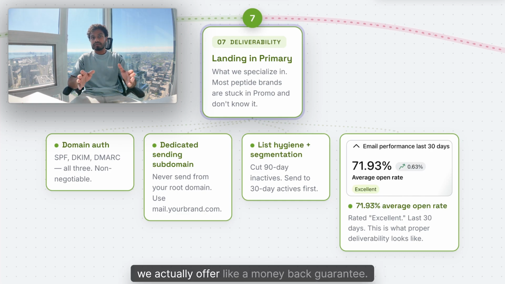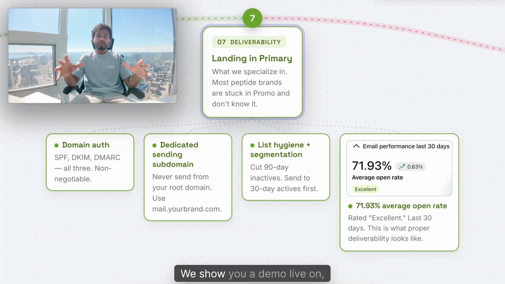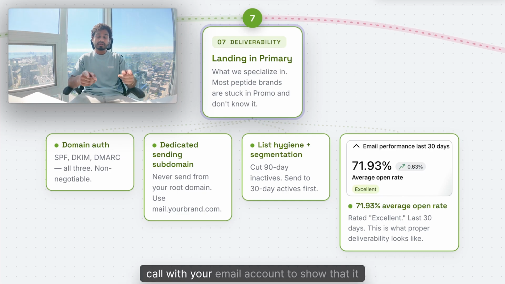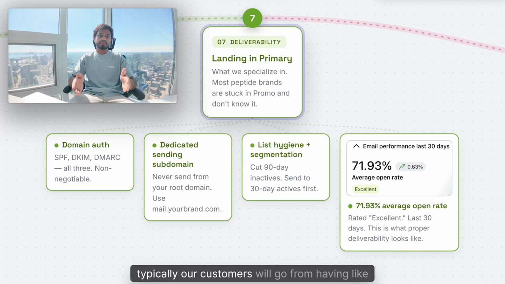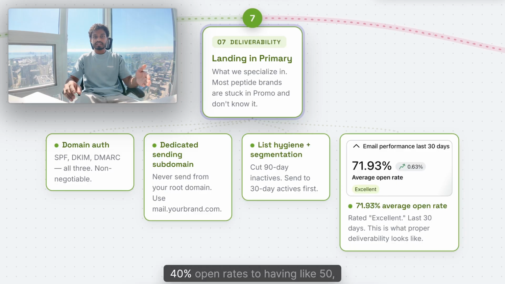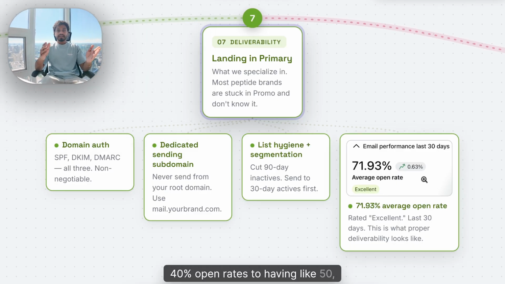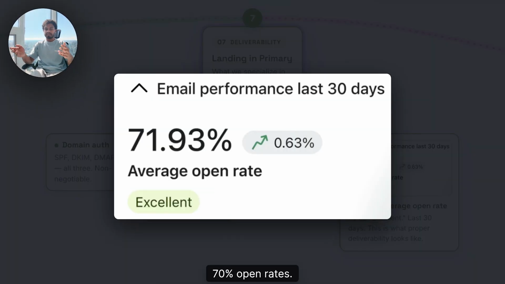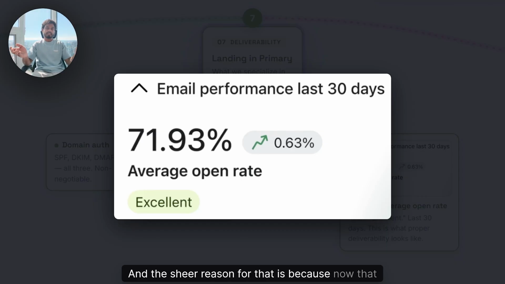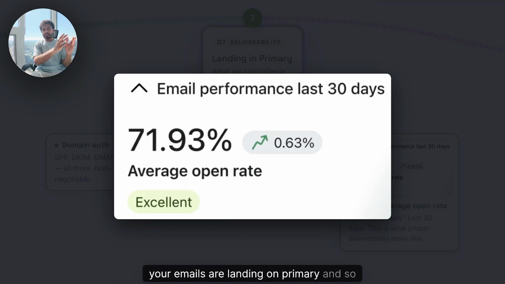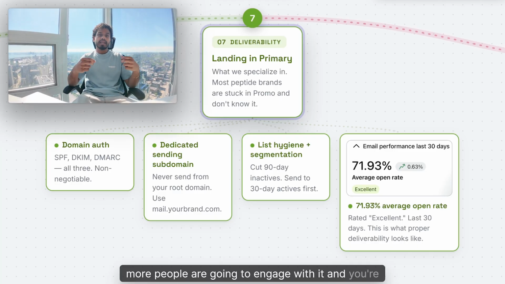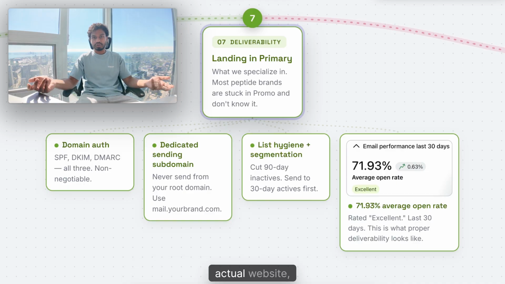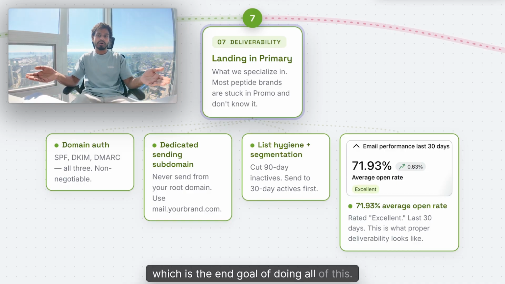And we actually offer a money back guarantee. We show you a demo live on call with your email account to show that it works. And typically our customers will go from having 30-40% open rates to having 50-60-70% open rates. And the sheer reason for that is because now that your emails are landing on primary instead of promotions, naturally more people are going to see it, more people are going to click it, more people are going to engage with it, and you're going to end up getting more clicks into your actual website, which is the end goal of doing all of this.